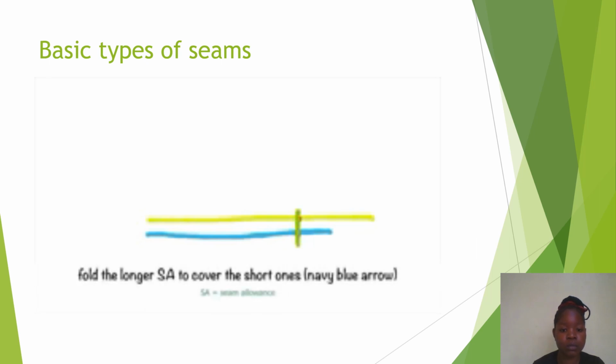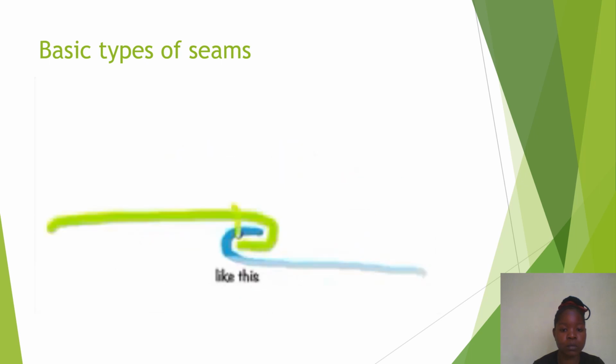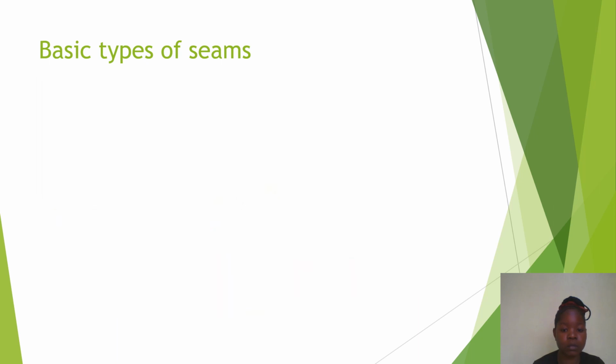Fold the longer seam allowance to cover the short one, and then fold the short fabric to cover all the seam allowance, just like this, and then add the top stitching. How to make it.